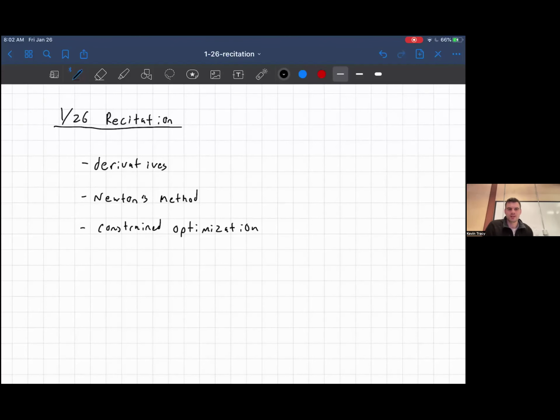All right, so this week we're going to look at some of the derivative stuff that we mentioned last week but couldn't quite get into. And then we're going to go over Newton's method really carefully and think a lot about why we're doing certain things. And then we're going to use Newton's method as a way to solve constrained optimization problems.